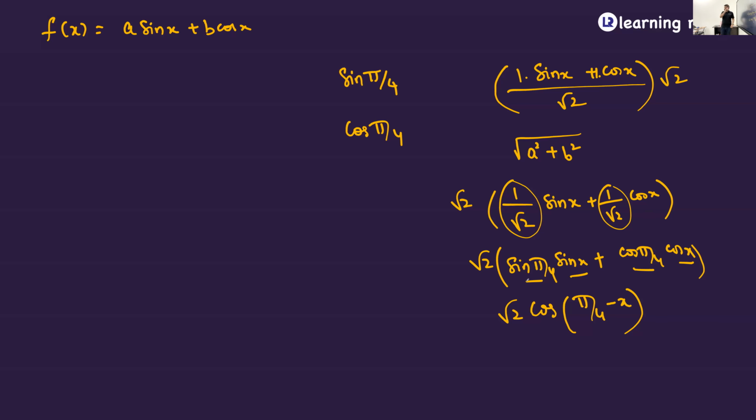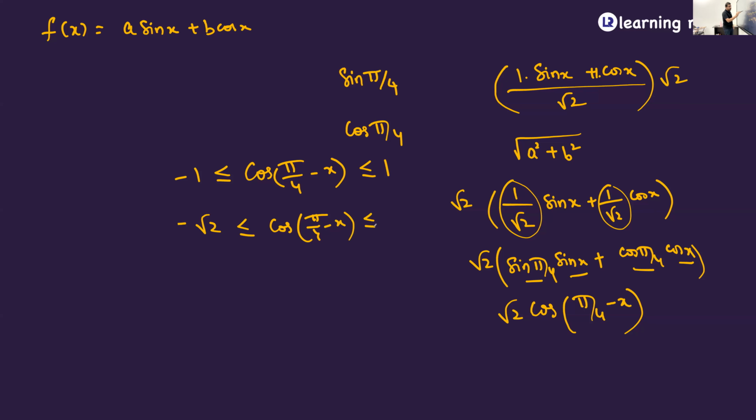Okay. See, one thing I have explained multiple times, that a number multiplied with only sin or cos, you can directly solve the problem using cos of pi by 4 minus x less than or equal to 1, greater than or equal to minus 1. Correct? So what is the coefficient of cos here? So minus root 2 is less than or equal to cos of pi by 4 minus x is less than or equal to root 2. So what is the minimum value and what is the maximum value? Minus root 2 is the minimum, root 2 is the maximum.